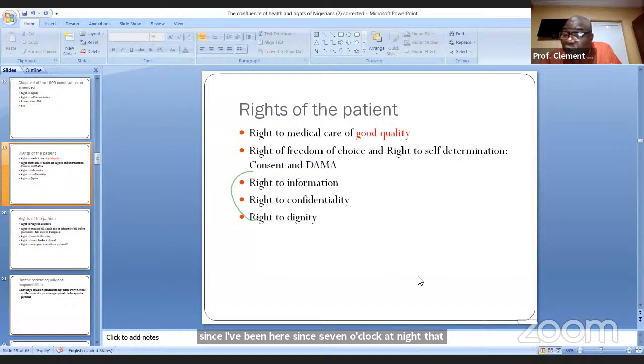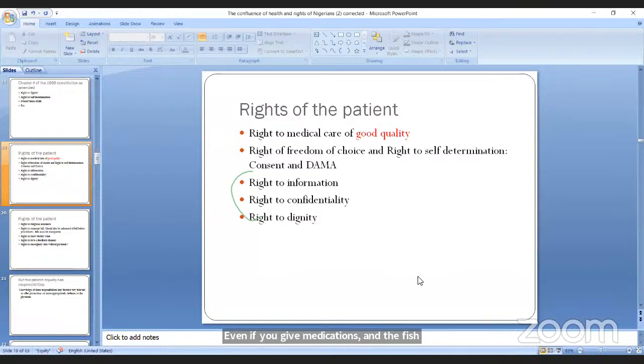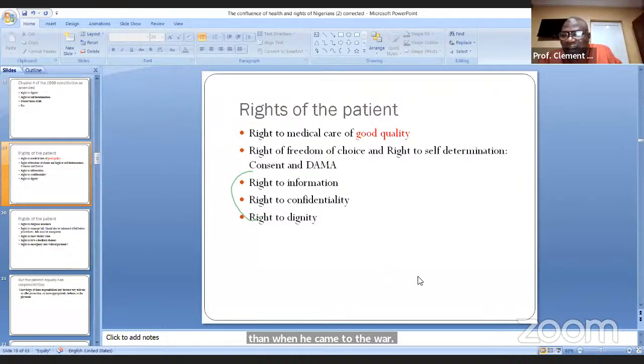That patient can take you up that you didn't give good quality of care. Even if you gave medications and the patient got better than when he came to the ward, because of that delay, it doesn't qualify to be called good quality of care.